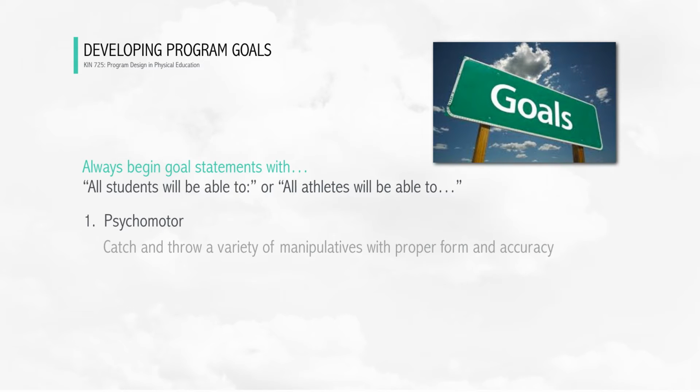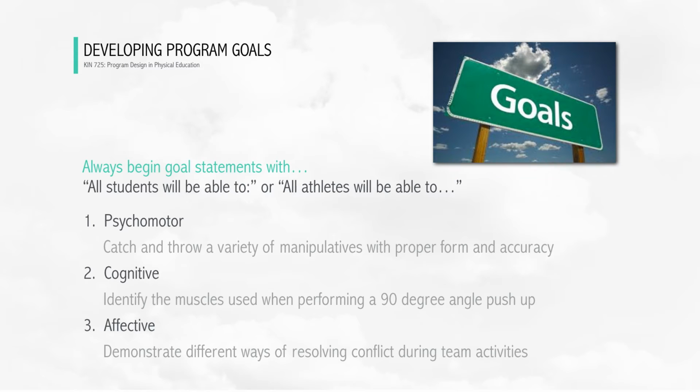Of course, you can't use this now or any of my goals that I'm using for these examples, so be creative. Think of your own as they apply to your particular program. These are just examples. Then for your cognitive domain listing, you may develop a goal that looks something like this: "All students will be able to identify the muscles and what they do when performing a 90-degree angle push-up." And then you can pull from your affective domain topics and develop something that says, "All student athletes will be able to display good sportsmanship during and after gameplay, whether winning or losing." And this is also something that all professional athletes actually need to learn, and all coaches need to understand and start to teach and incorporate why this is important.